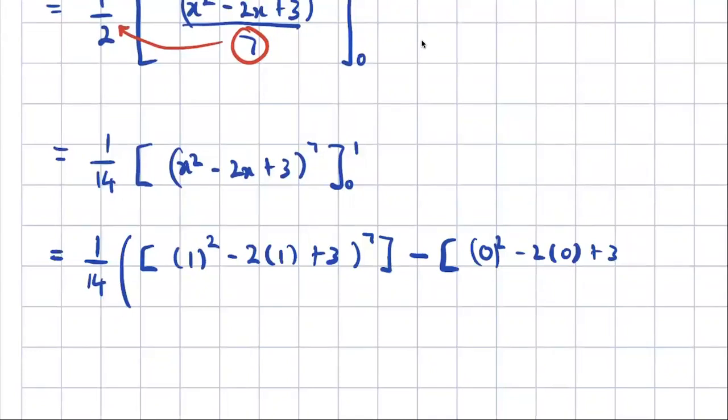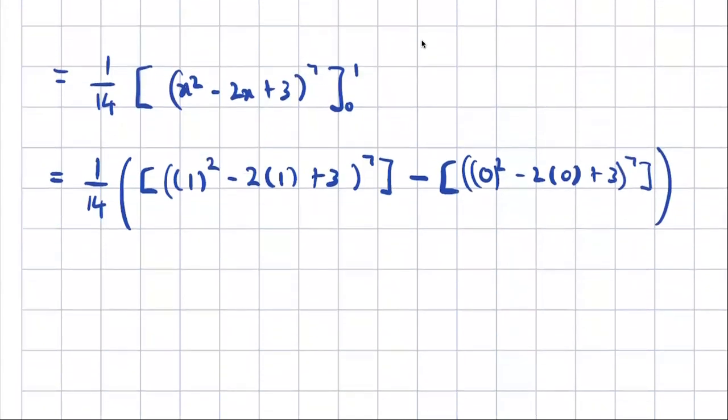Oops, sorry, let me fix that up. To the power of 7. I missed that bracket in the first one, my absolute apologies. Close off and then close again. So we're almost there now. You'll notice that the first set of brackets is going to evaluate to be 2, and this set of brackets is going to evaluate to be 3. So we're going to have 1/14 outside of 2 to the 7 minus 3 to the 7.